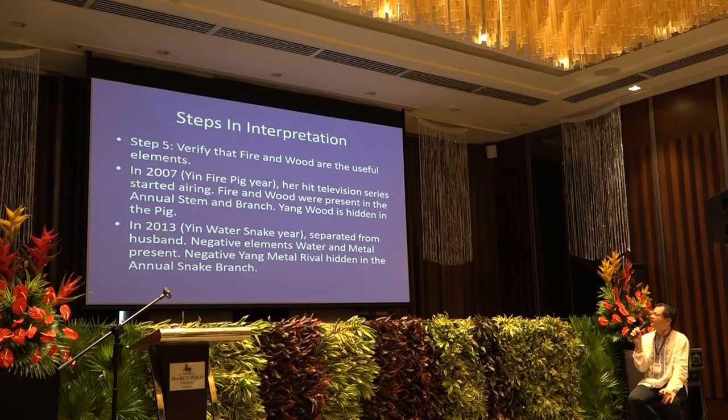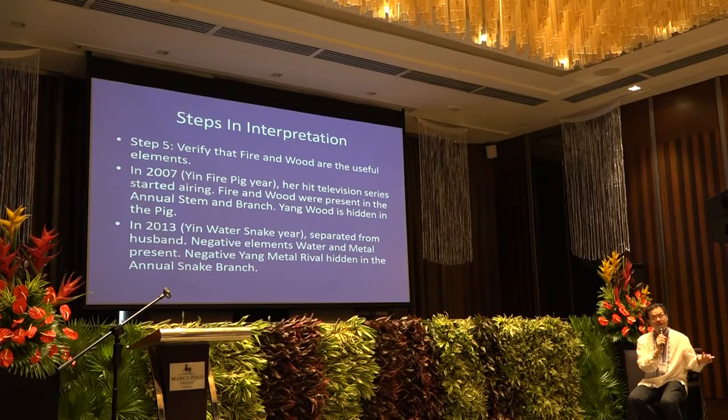So obviously negative elements, water was present, and metal was also present hidden in the snake. So the negative yang metal rival hidden in the annual snake branch. So once again, somebody not dealing well with the competitors. So in Chester Bennington's case, he had mental illness and he committed suicide. In this lady's case, she had a very high profile marital breakdown and a divorce.